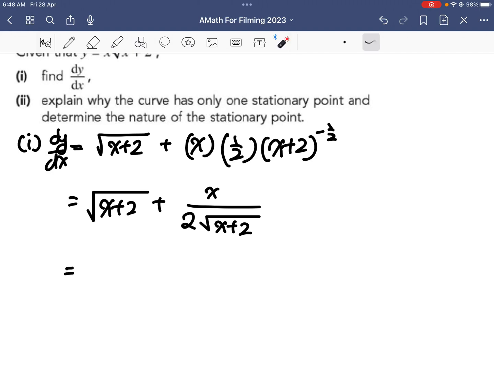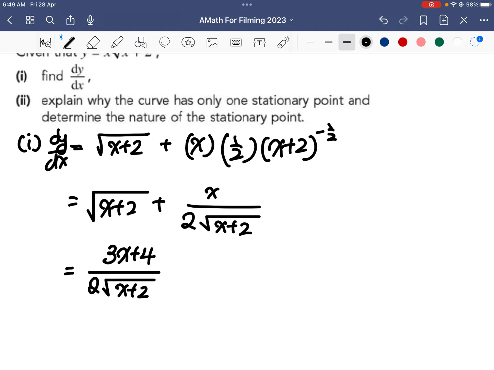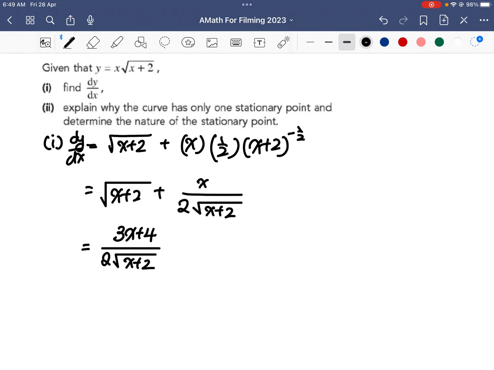So what I will be doing here is this: the lowest common denominator is 2 square root of x plus 2. So here I'll multiply by 2 square root of x plus 2 over 2 square root of x plus 2 to get my lowest common denominator. If you simplify everything, what you get is 3x plus 4 divided by 2 square root of x plus 2. So that is dy/dx.